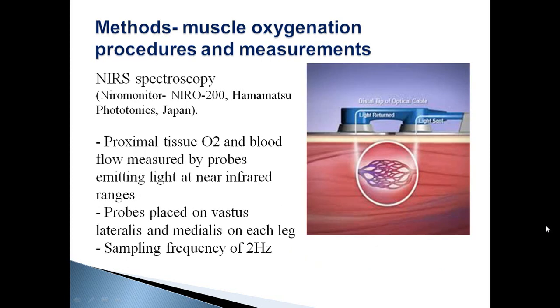Muscle oxygenation was measured using near-infrared spectroscopy. This involves the proximal tissue oxygenation and blood flow being measured by probes emitting light at near-infrared ranges within 2.5 centimeters of the skin surface. Probes were placed on the vastus lateralis and medialis on each leg, and the sampling frequency was set at 2 Hz.